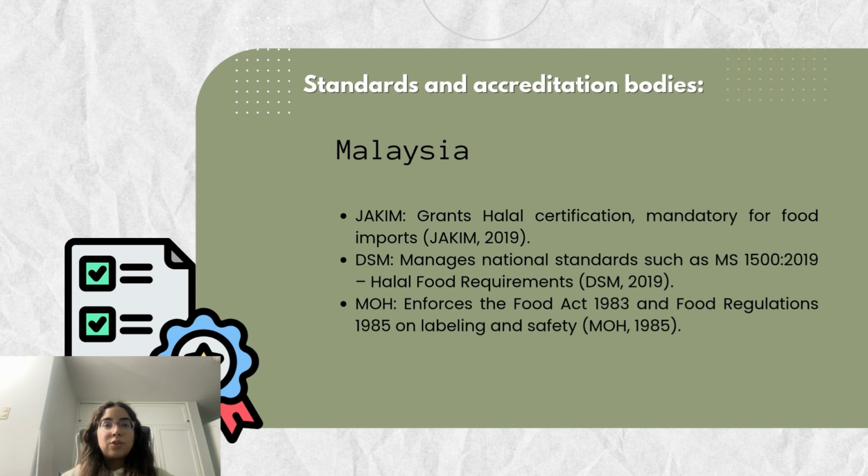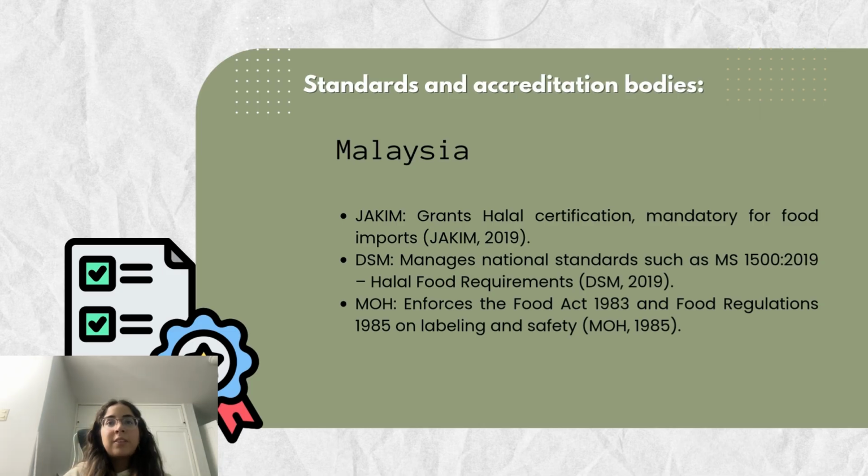In Malaysia, food imports are highly regulated. The most important institution is JKIM, which gives the halal certification. This is mandatory for food and beverage products in the country. We also have DSM, the Department of Standards Malaysia, which manages the national standards such as MS 1500. This is the halal food standard. And then the Ministry of Health, through the Food Safety and Quality Division, ensures that imported food follows the Food Act and the food regulations. This is because it controls labeling and food safety.